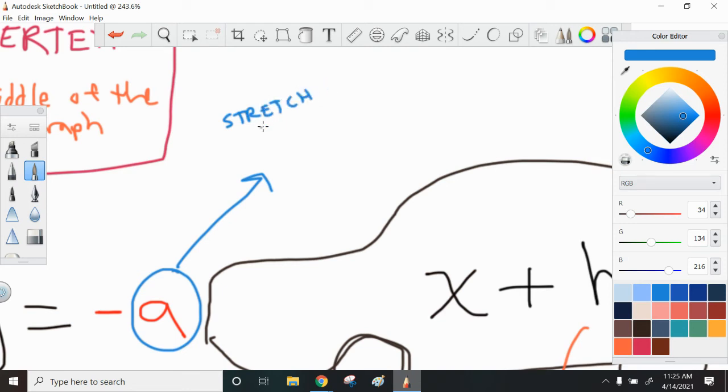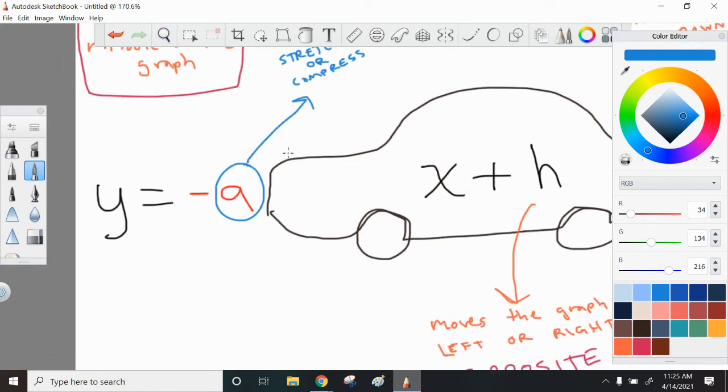Now, truly, stretching or compressing, this is an Algebra 3, trigonometry, math analysis type question here. Okay, stretching or compressing, we do not see it a whole lot in Algebra 2, to be honest with you. It exists. You need to know it, but we don't see it very much. It's really the negative sign that you need to know what it does, right? And the negative sign is different from the A, right? The negative has nothing to do with stretching or compressing. The negative is going to flip your graph upside down.